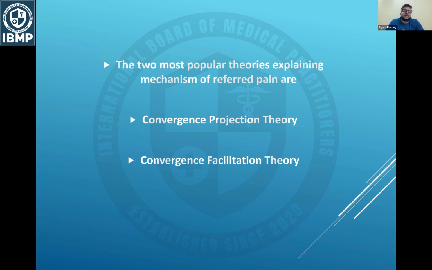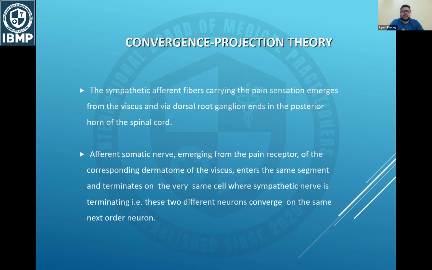There are most commonly two theories related to this referred pain, and you have to understand these two types of theory. The first one is the convergence projection theory, and the second is convergence facilitation. Someone is facilitating. So we'll be discussing one by one. So what exactly is happening in convergence projection theory?